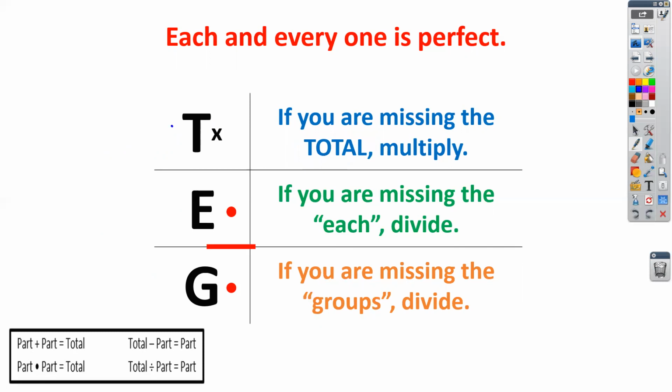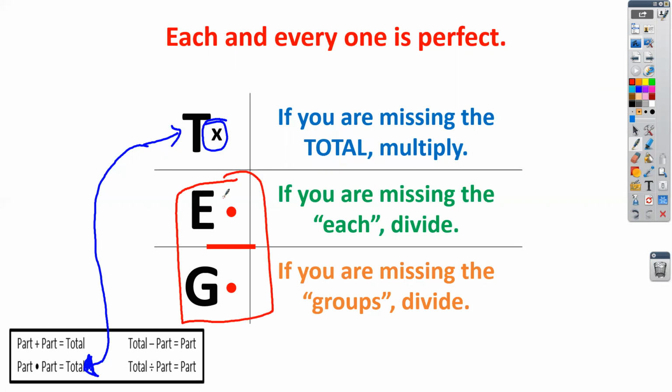Now you see symbols beside things. So if I am looking to solve for the total, I am going to multiply. Just like what we said down here, if I'm looking for the total, I multiply, because TEG is only for multiply and divide. And if I am given the total and I need either the each or the groups, well, that's my part. So that means I'm going to have to divide.